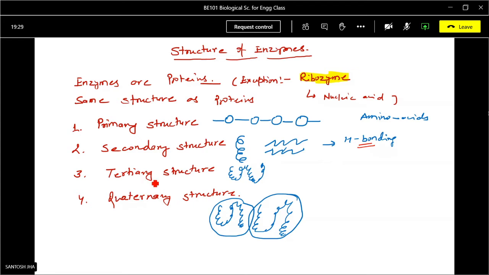Third level of structure is the tertiary structure. Basically, this is the refolding of the secondary structure molecule through various types of disulfide linkage, maybe van der Waals interaction, hydrophobic interaction. And the fourth level of structure is the quaternary structure. In quaternary structure, there is an association of 2 or more tertiary structure proteins. Suppose this is the first and this is the second. So these are the association of 2 tertiary structure proteins, or more than 2 may also be present. So this is the quaternary structure.